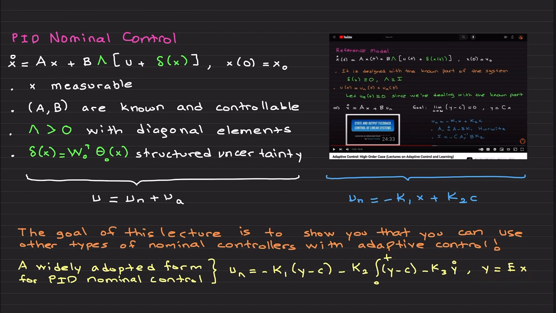For example, if your state includes position and velocity of a cart, then you can select e to be 1, 0, so that y becomes p, so that you would like to drive the position state to the command. This is if this was your command following objective. So here e allows us to select a subset of states for command following purposes. All right, here is the PID.